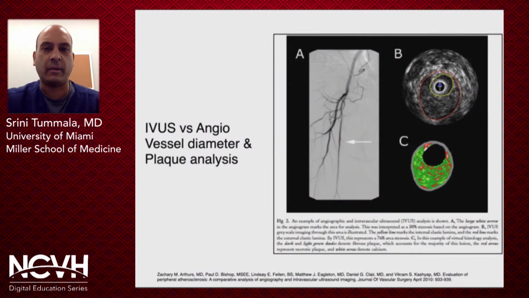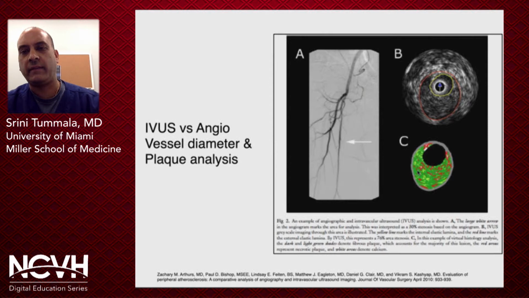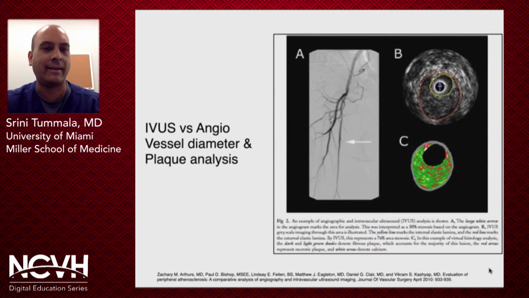And here's another example of IVUS versus angiography. If you look at the angiogram in box A, you can see it looks like there's really no focal hemodynamically significant stenosis. But when you actually look with IVUS, you can see that there's not only significant fibrous plaque, but there's also significant reduction of the lumen. And a lot of this plaque is really fibrous in nature with some areas of necrotic plaque and minimal calcification.